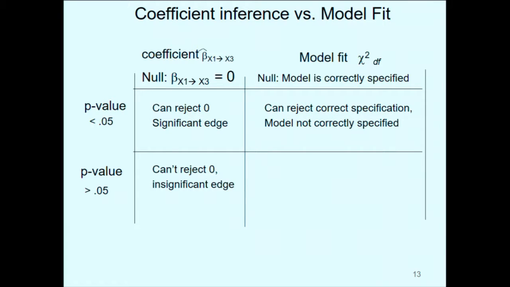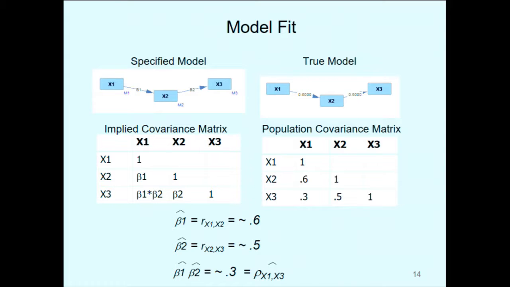In the model, if the p-value is below 0.05, then I can reject the correct specification. Then the model is not correctly specified. I can throw the model out. So if the model fit statistic says below 0.05, forget about it. Model's bad. And if it is above 0.05, then I cannot reject the correct specification, right? The model may be correctly specified, and it may not. There may be an alternative model that has the same fit. Okay? So what is model fit all about?